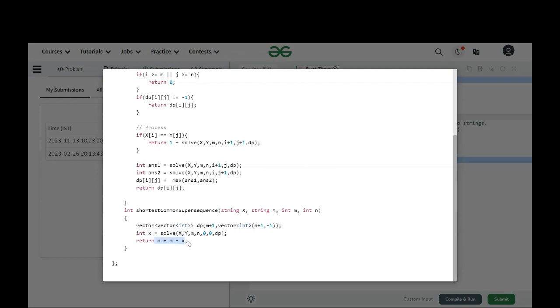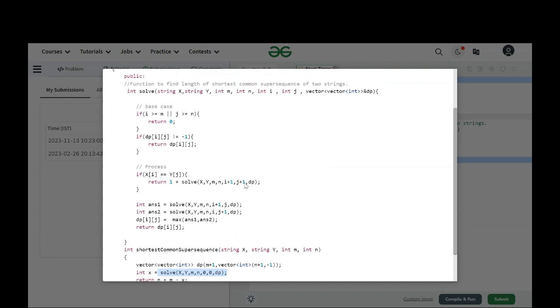That is n plus m minus x. So what is n? n is the length of string x. m is the length of string y. And x is the length of the longest common subsequence that I can have. So this particular solve function finds the LCS and returns the LCS value.